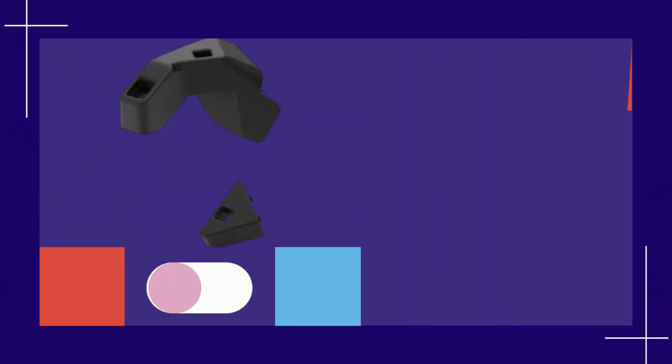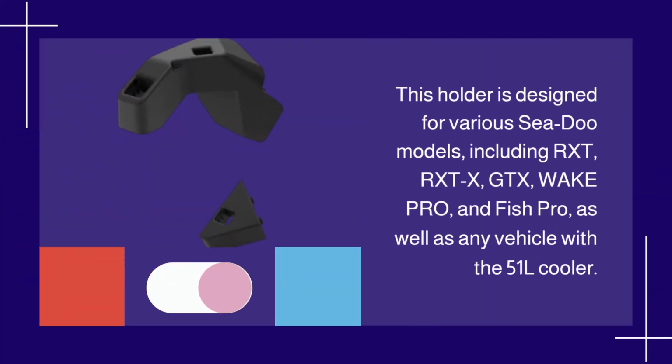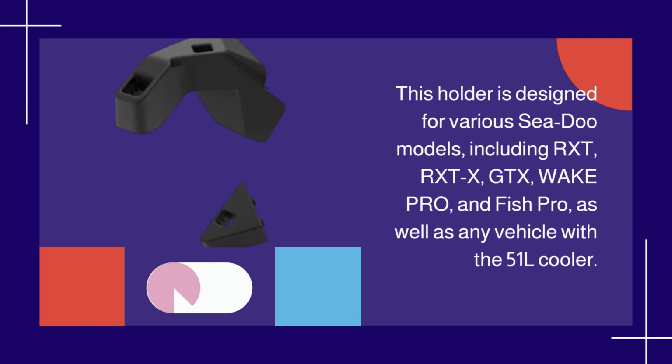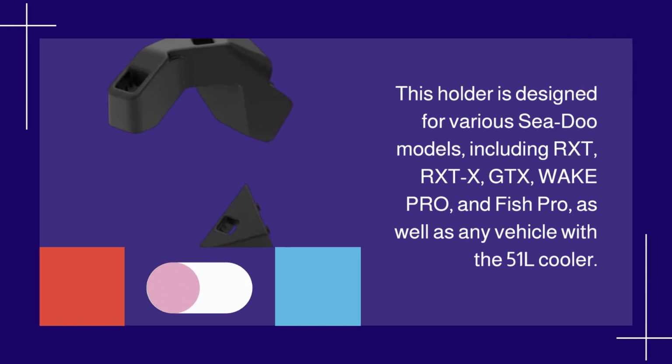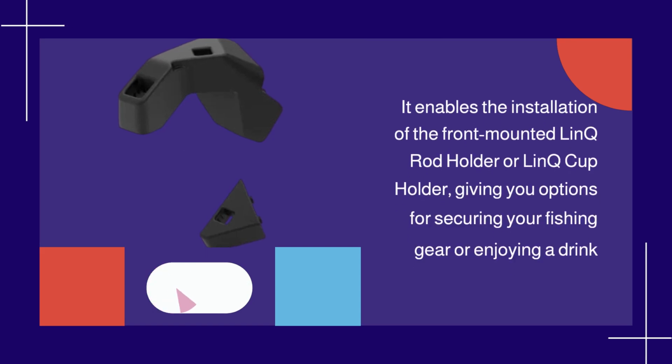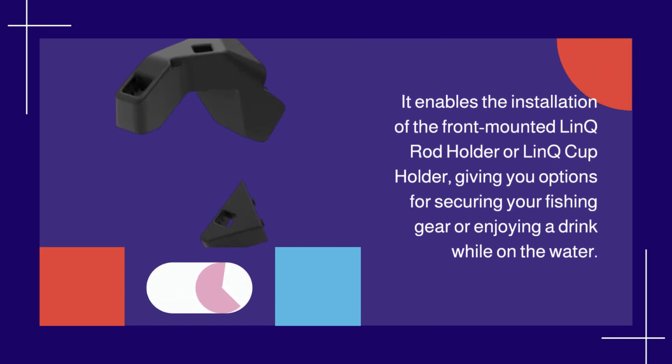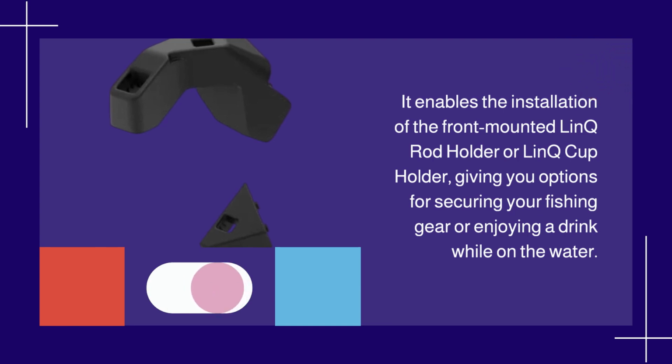This holder is designed for various Sea-Doo models, including RXT, RXTX, GTX, Wake Pro, and Fish Pro, as well as any vehicle with the 51L cooler. It enables the installation of the front-mounted LINQ rod holder or LINQ cup holder, giving you options for securing your fishing gear or enjoying a drink while on the water.